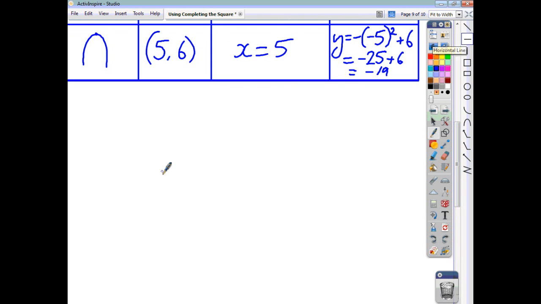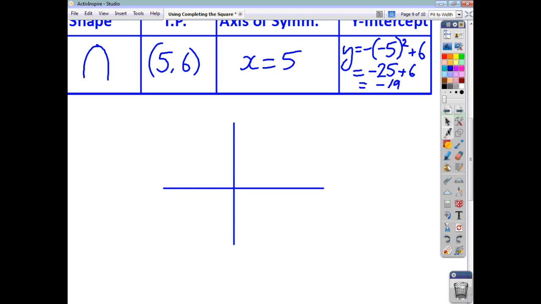Let's quickly sketch our function. What have we got? We've got a turning point of (5, 6), which we can say is there. Our y-intercept is (0, negative 19). So let's write that on.